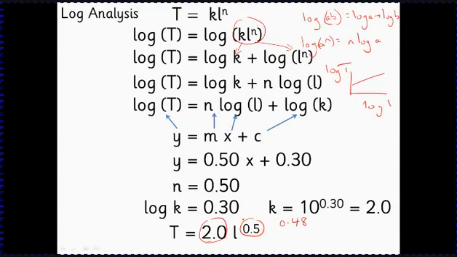So that's empirically how we get the relationship between the period of a pendulum and its length. Okay, empirically means just by doing it by experiment.